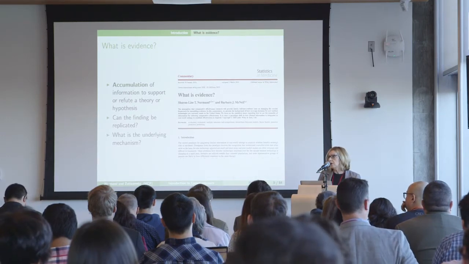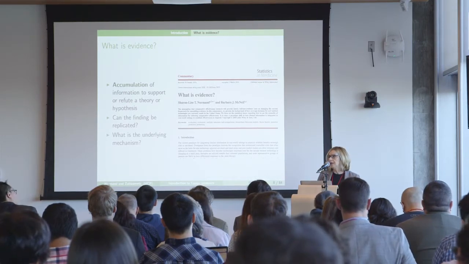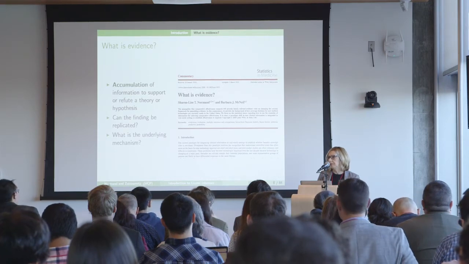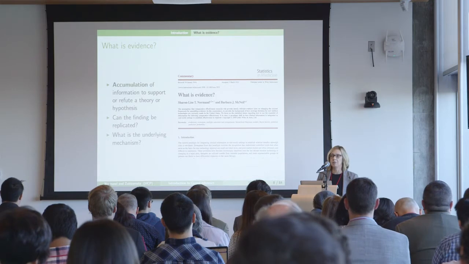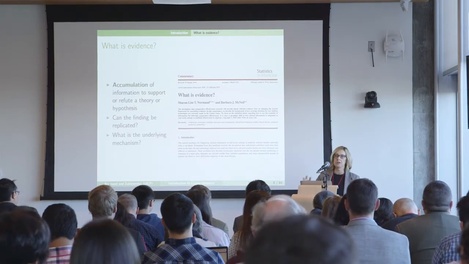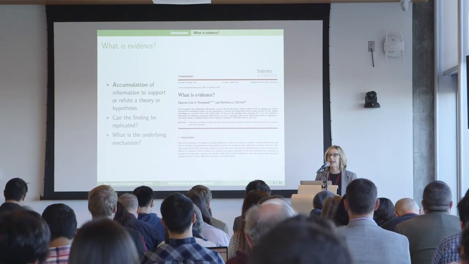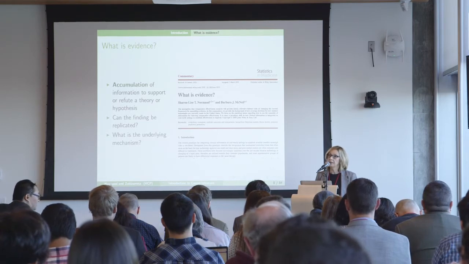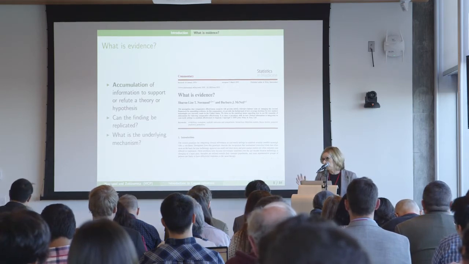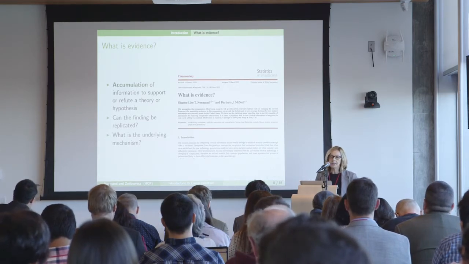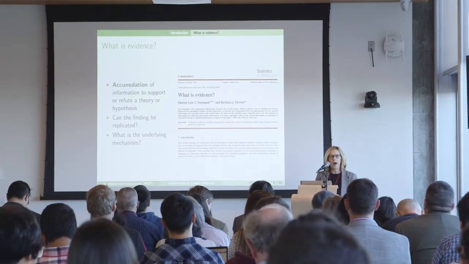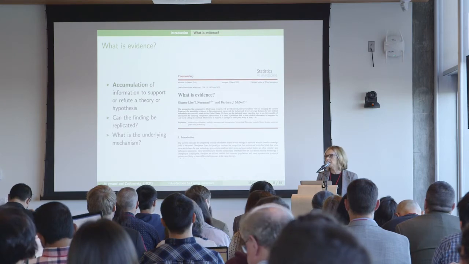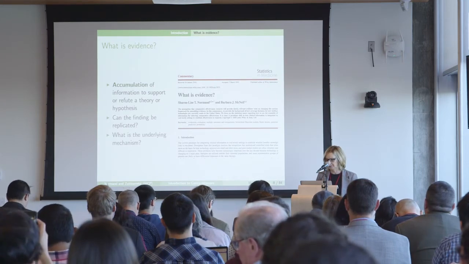The other question for evidence is, is there an underlying mechanism? We're contrasting this, of course, with predictive inference. We can predict things using all sorts of information. It may not make sense to us, but we're fine if we're predicting well. But in causal inference, you really do want to think about why X is causing Y. That's the underlying mechanism.